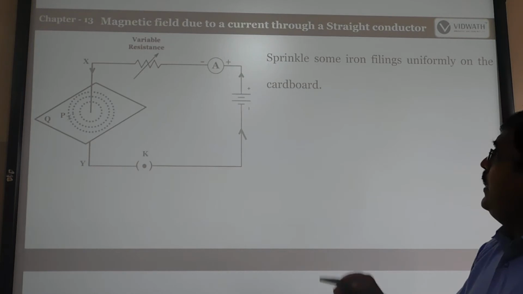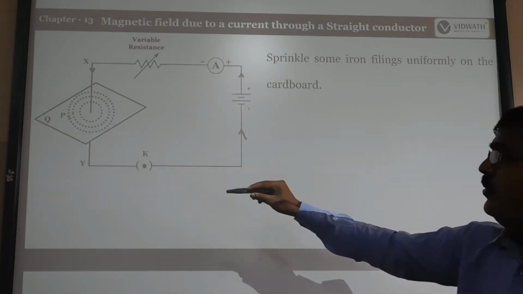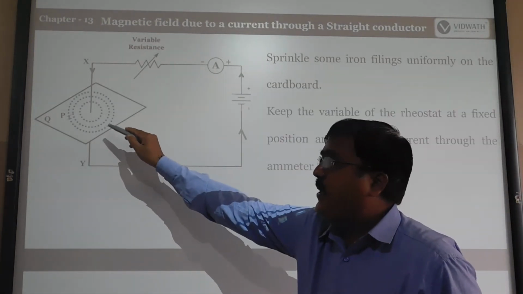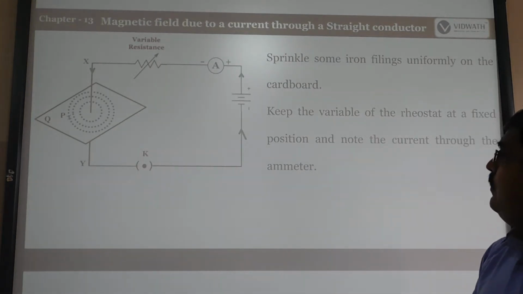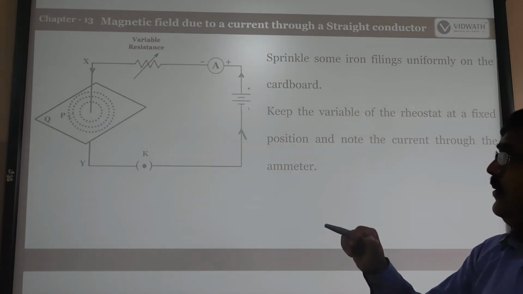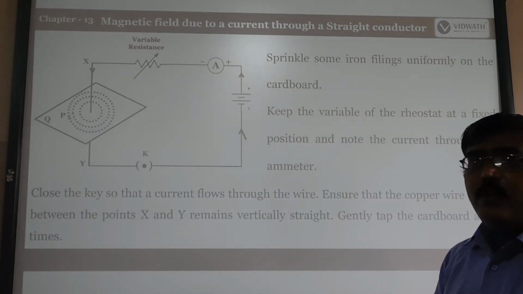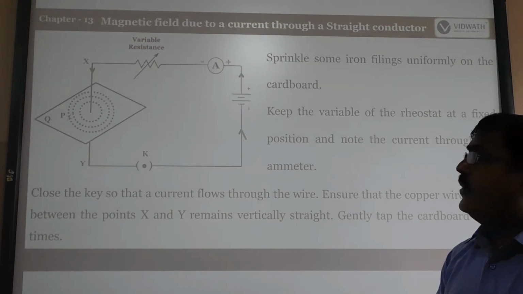Sprinkle some iron filings uniformly on the cardboard. Here we sprinkle some amount of iron filings. Then what happens? Use the variable rheostat to change the current. So change the current. We can use the rheostat.